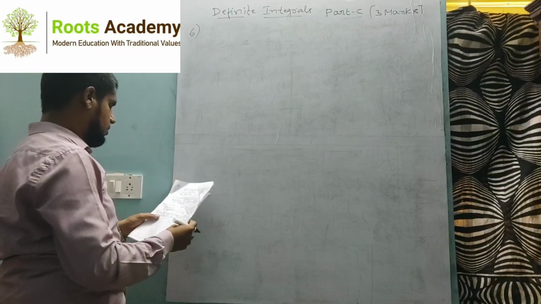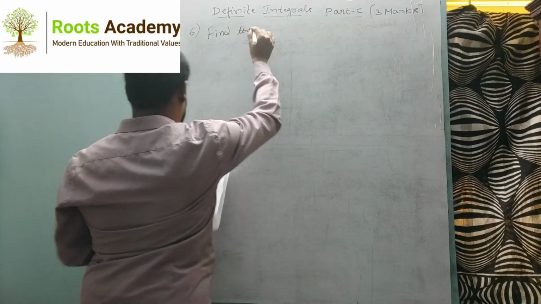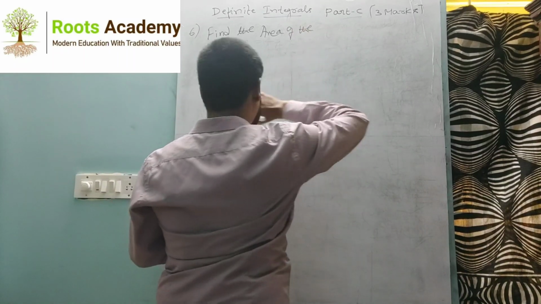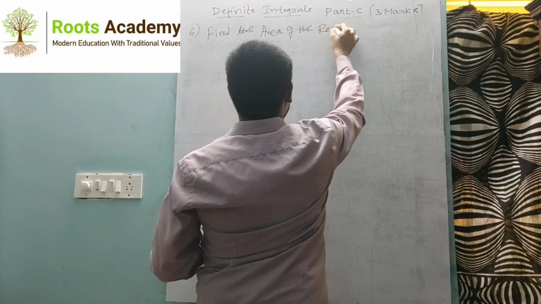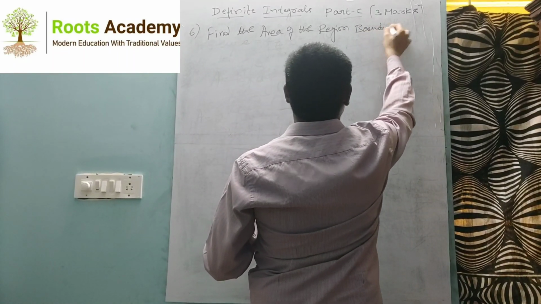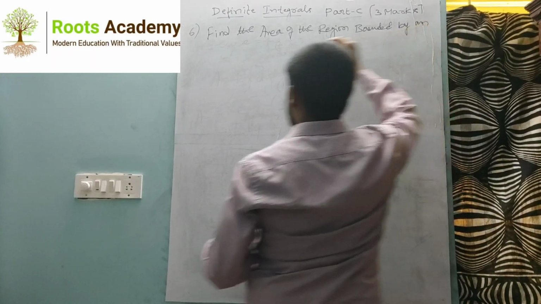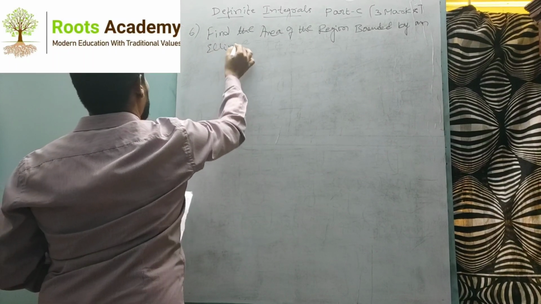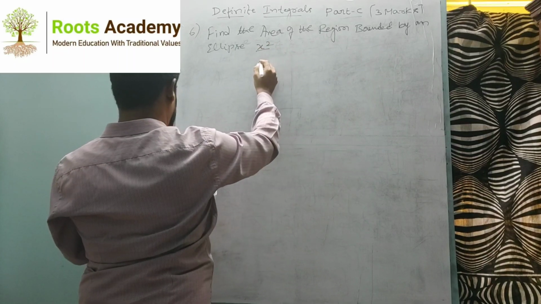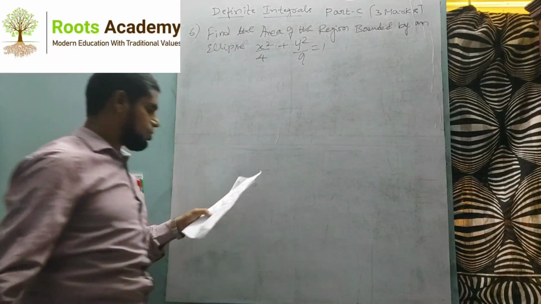Sixth problem. Find the area of the region bounded by an ellipse x square by 4 plus y square by 9 is equals to 1.